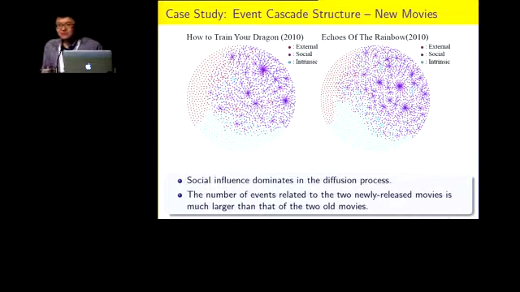And another difference is that the number of events of the two new movies is much larger than that in the two old movies. The reason for this phenomenon is that the strong external social influence can make more social events happen in the two new movies.